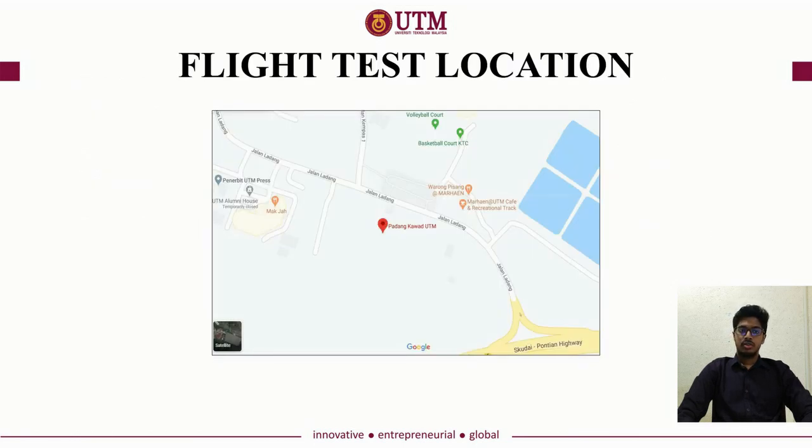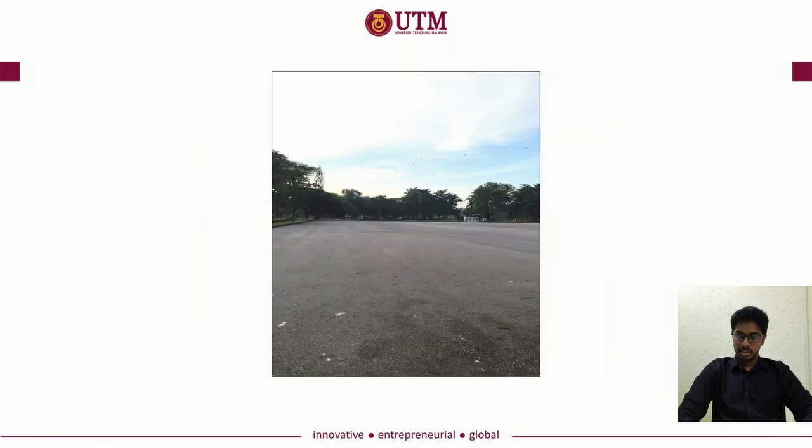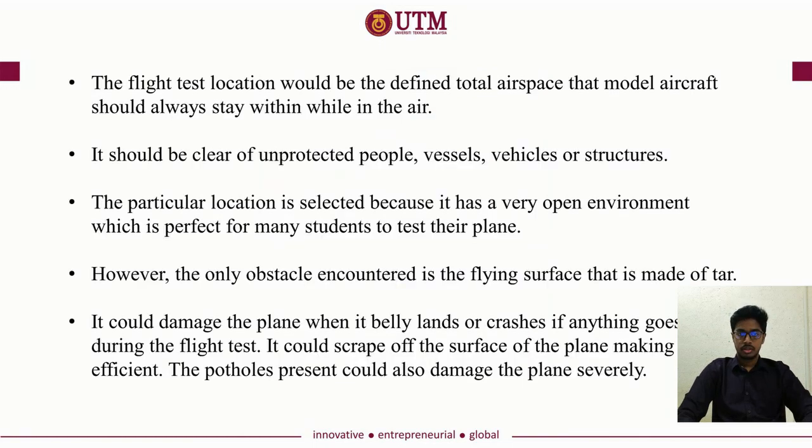Moving on to the flight test location. This is the Google Map image of where we would conduct the flight test, and this is the exact location where we got the picture of it, which is the UTM marching paddock, also known as Padang Kawat UTM. The flight test location will be defined as a total airspace that the model aircraft will always stay within while in the air. It should be clear of unprotected people, vessels, vehicles or structures.